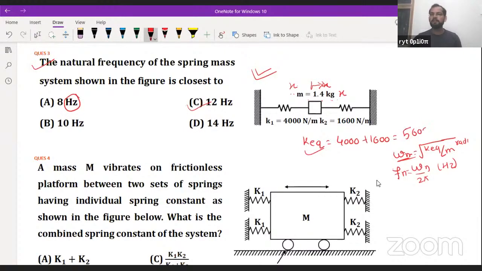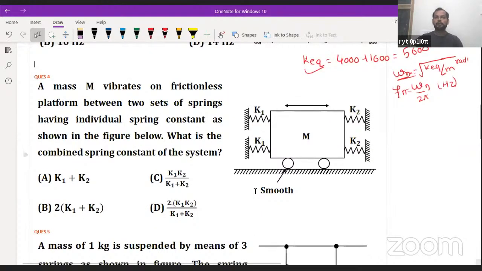This is my mistake. So when you write 5600 here, when you divide it by 1.4 and then take the square root, you will get 63.24 radian per second. And when you divide it by 2 pi, then you will get 10.06. So the answer you will get is B, 10 hertz. This is not 12. This is B. Fine, 10 hertz.